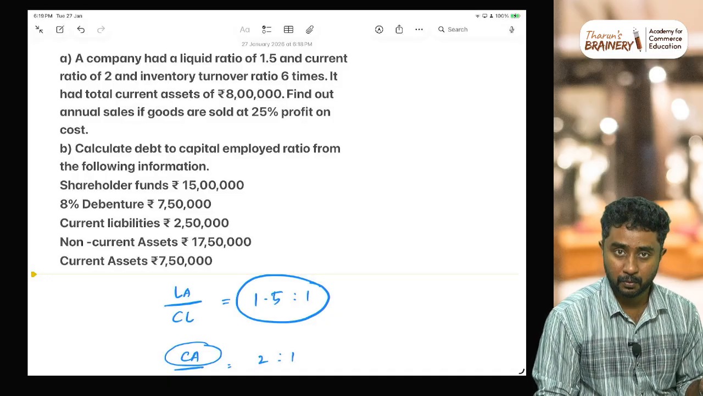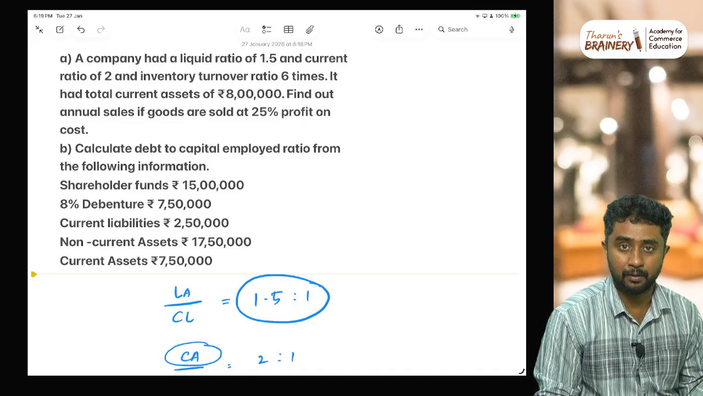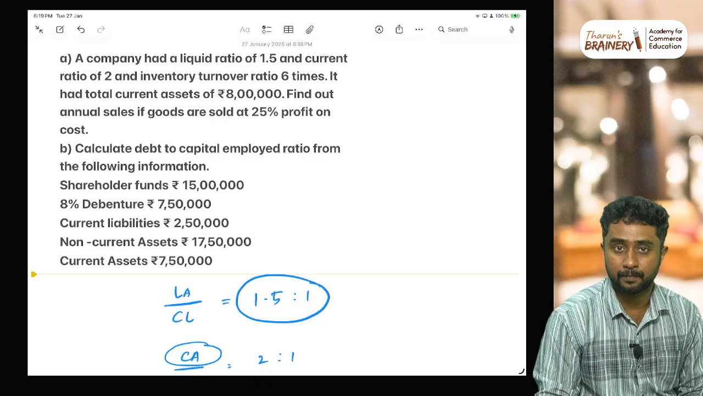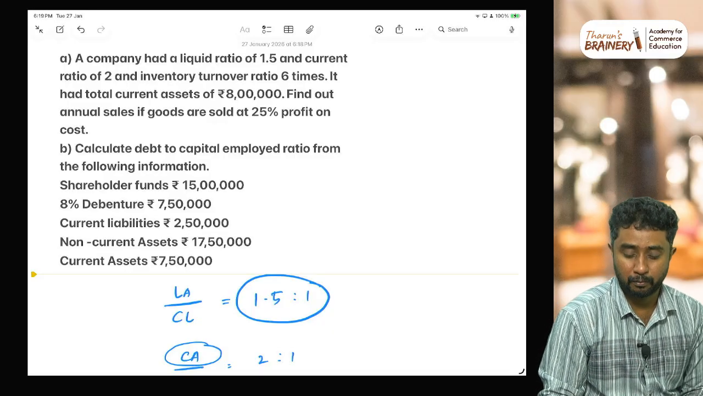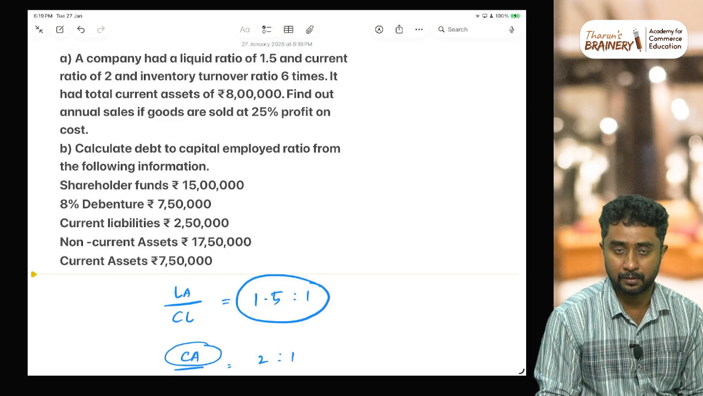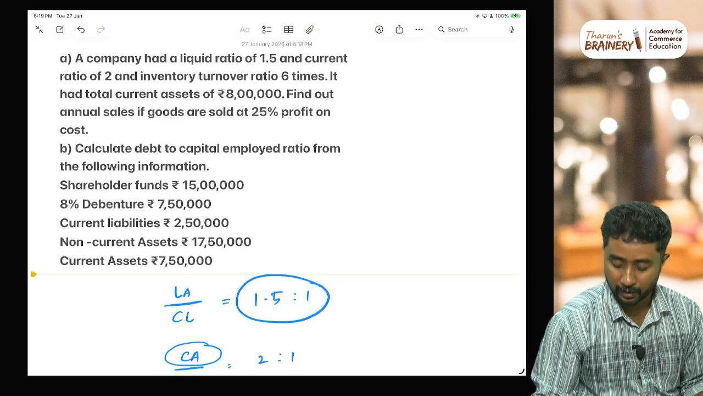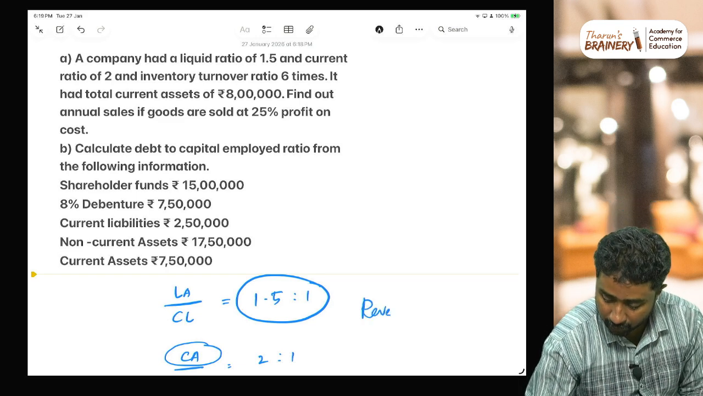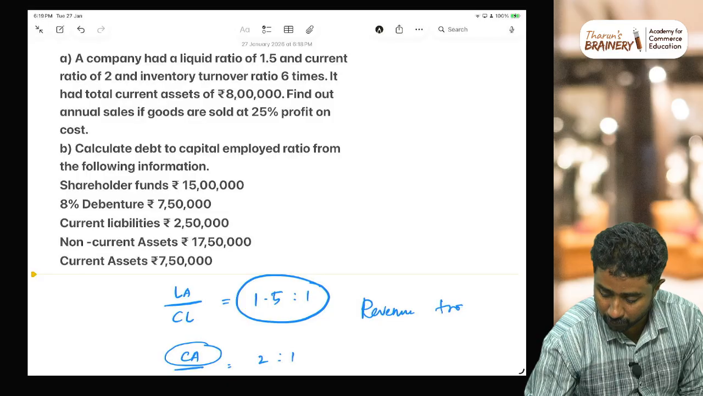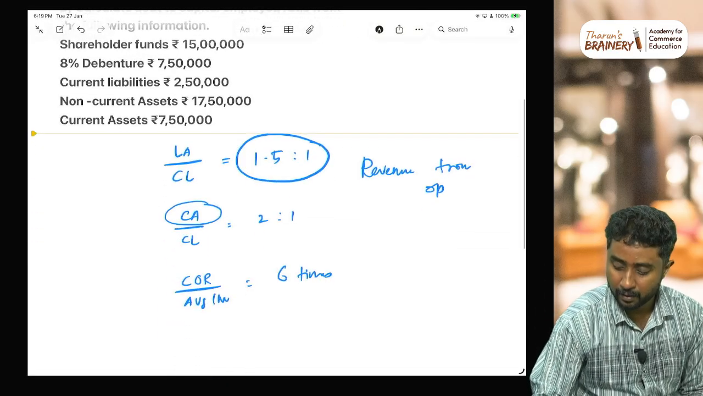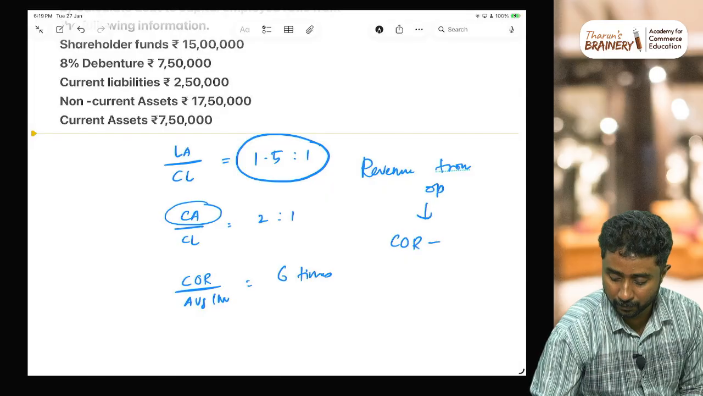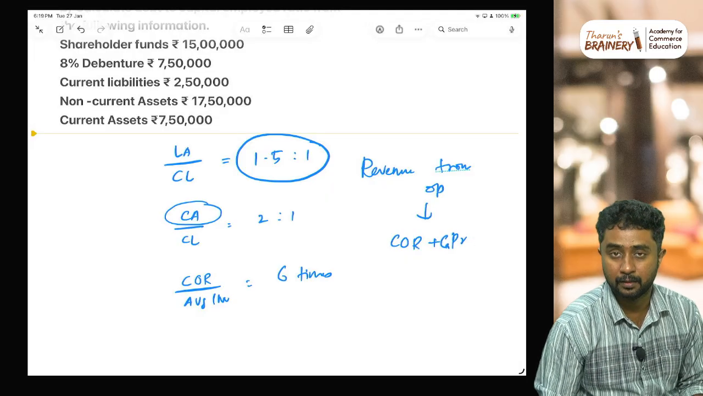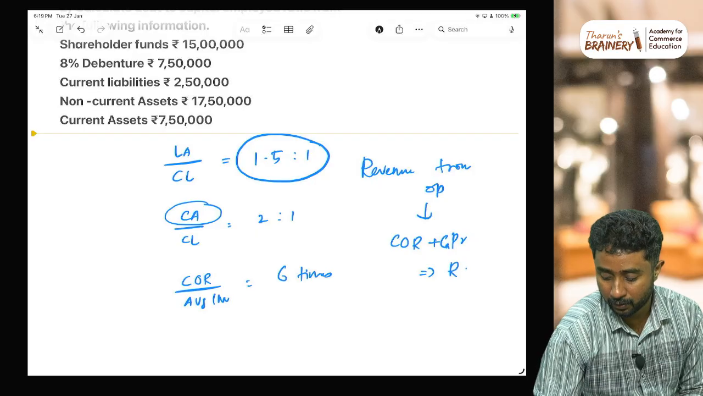So you know that if you know the cost of revenue from operations, you can calculate the revenue from operations, which is basically sales only. So annual sales, when they are saying, they are talking about actually revenue from operations. Now revenue from operations means what? Revenue from operations is the total of cost of revenue from operations plus profit. We used to call it gross profit. So when you are adding these two, we are getting revenue from operations.